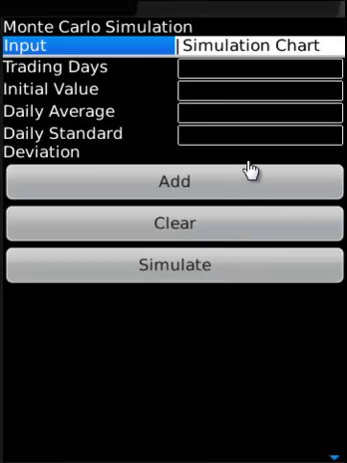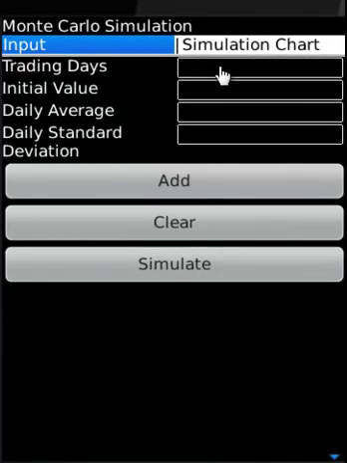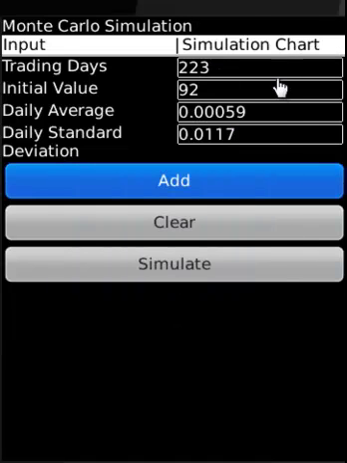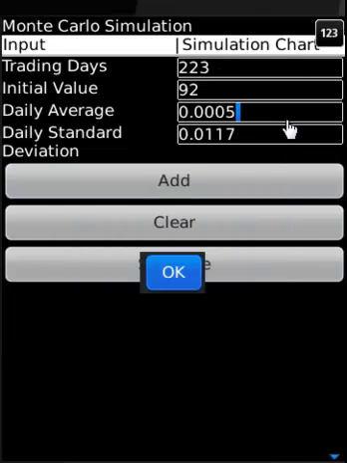The Monte Carlo simulation application simulates security prices. The inputs to this application are the trading days, initial value, natural log of daily averages, and natural log of daily standard deviation. Let's say the trading days is 223 days, initial value is 92, and the daily average is 0.0005, and daily standard deviation 0.0117. So we added that as the first series.